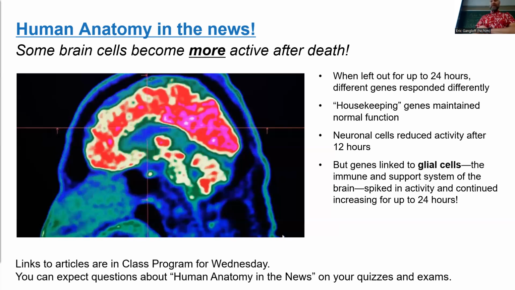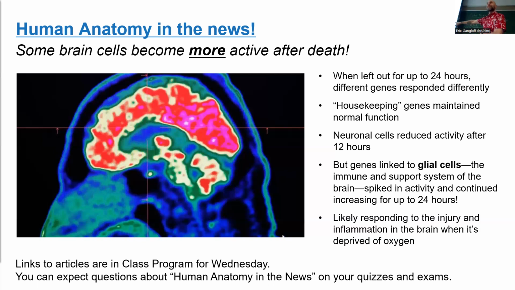Yeah, that's exactly what the researchers think. Nice work. So they're likely responding to the injury and inflammation in the brain when it's deprived of oxygen. So all of these processes shut down in the neurons. And remember, these support cells, their job is to keep those neurons working. And all of a sudden, the neurons are totally crashing. So these glial cells are like, oh no, we got to get on this. We got to keep these neurons going.